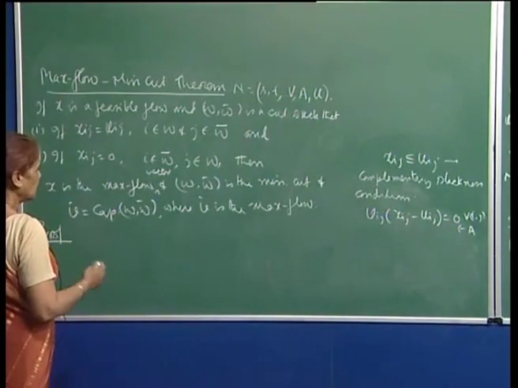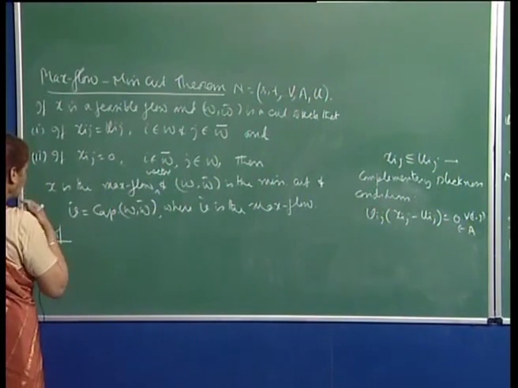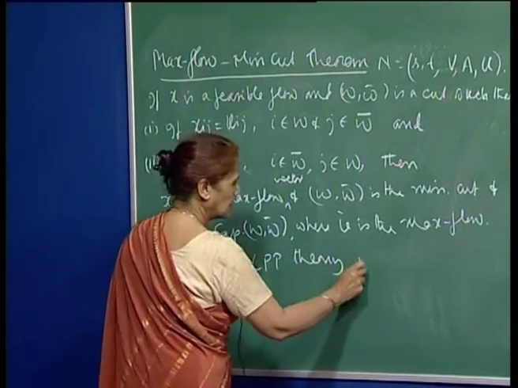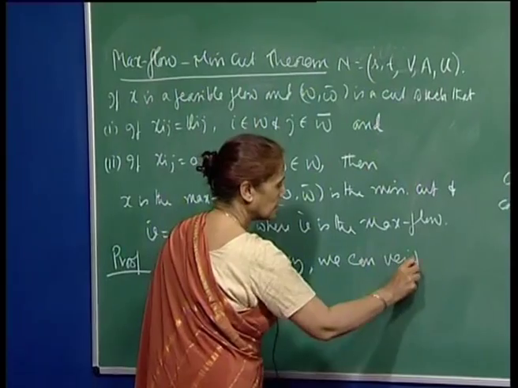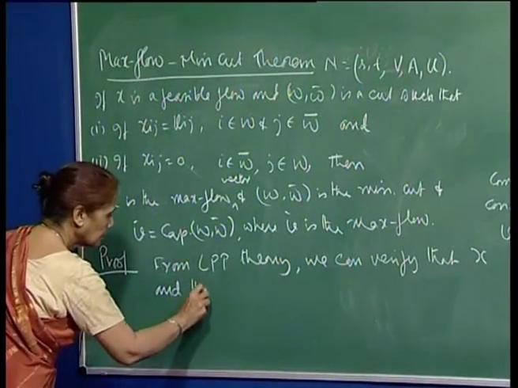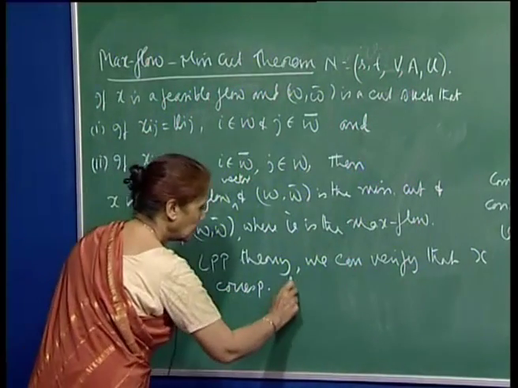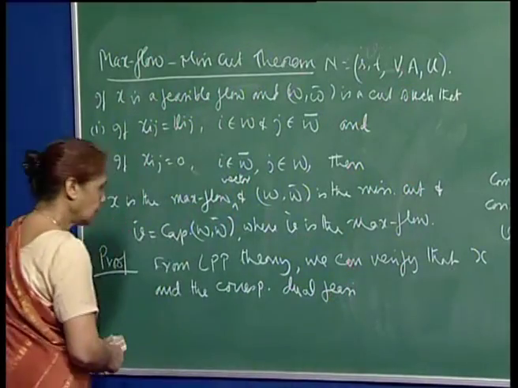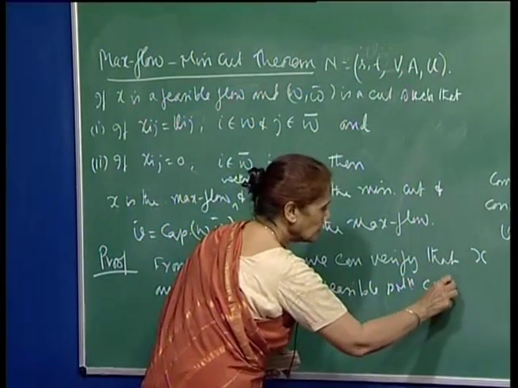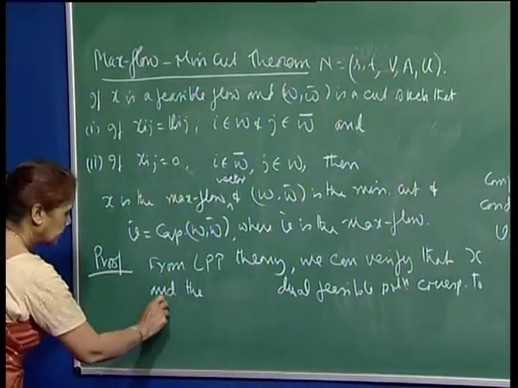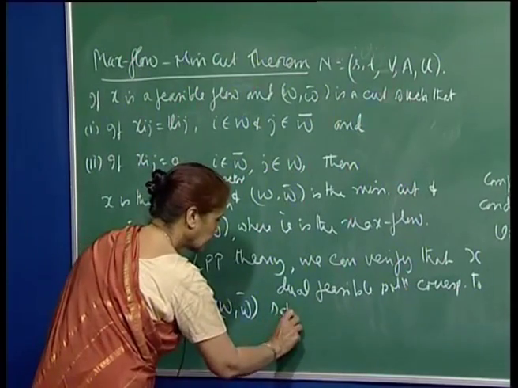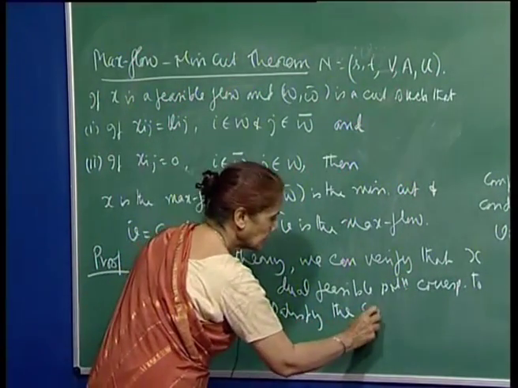So here one does not need a proof as such, in the sense that all we need to say is that from LPP theory we can verify that X and the corresponding dual feasible solution corresponding to the cut W bar satisfy the complementary slackness conditions.